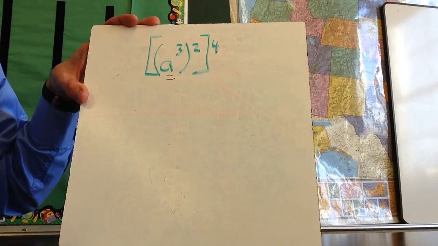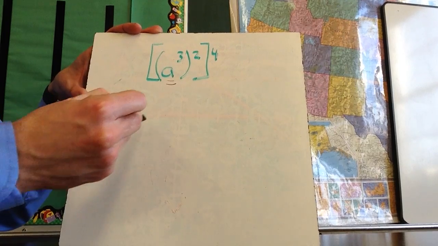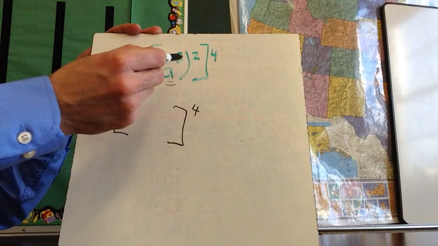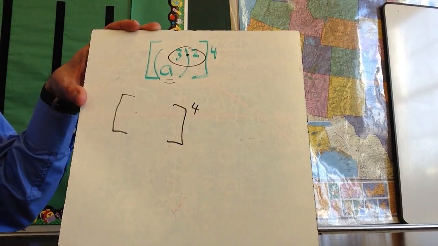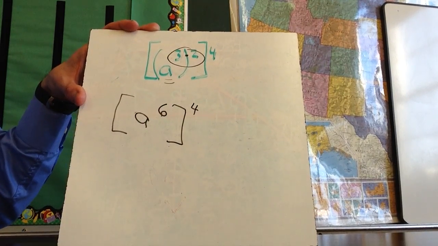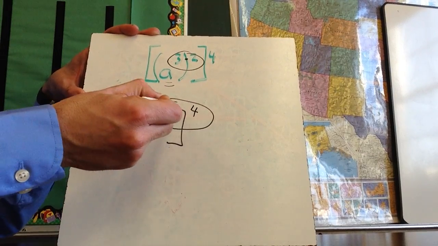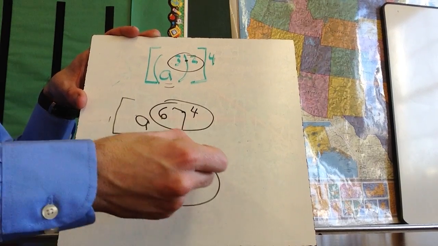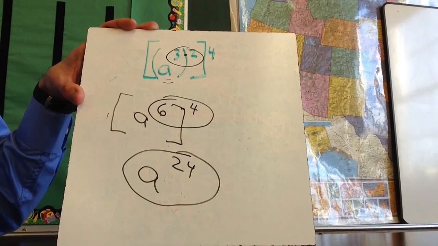I'll show you the quick shortcut in just a second, but I'm going to work inside the parentheses first. So that 4 is still outside the parentheses, and if I do this, remember we had this problem as our example, a to the 3rd squared, this is going to be a to the 6th. Now remember that these function the same as regular parentheses, which means I can then multiply these together, and so I end up getting a to the 24th. It's my final answer.